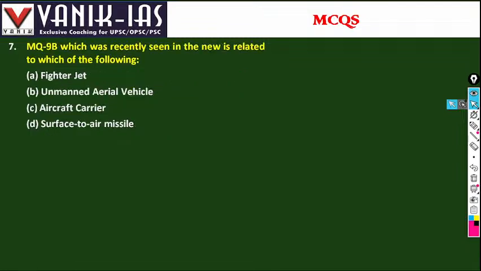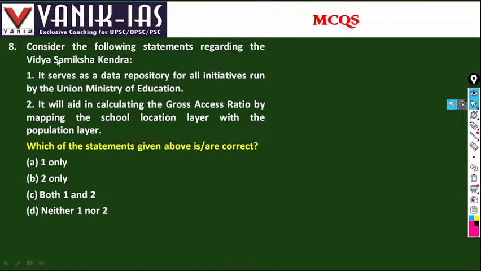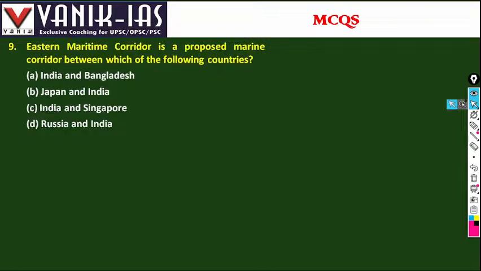The MQ-9B, which was recently seen in the news, is related to an unmanned aerial vehicle (UAV), or drone. MQ-9B is a drone. Consider the following statements regarding the Vidya Samiksha Kendra. It serves as a data repository for all initiatives run by the Indian Ministry of Education. That is right. It will aid in calculating the gross enrolment ratio by mapping the school location layer with the population layer. So here both 1 and 2 are correct.